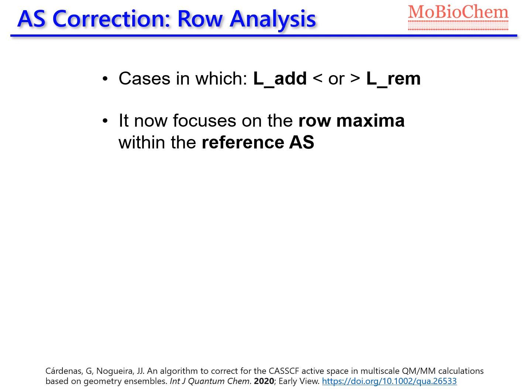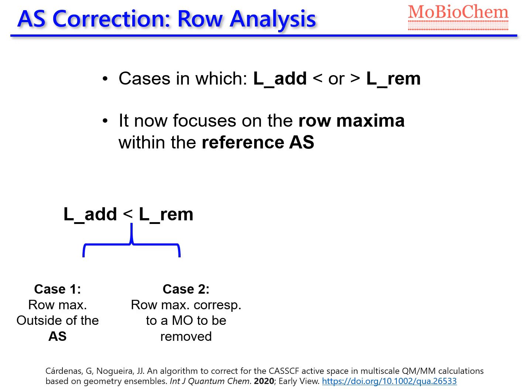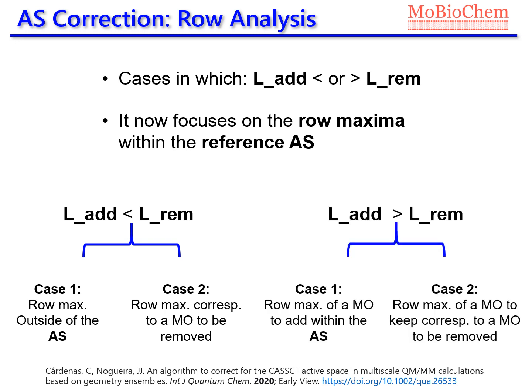Now, to tackle this problem, the second part of the algorithm, which we will now call row analysis, as its name suggests, will analyze the rows of the overlap matrix. Here we have to consider case by case what happens depending on the situation. But broadly speaking, we will have 4 different cases: 2 cases in which LAT has fewer elements than LRAM, and 2 other cases in the opposite situation. So let's start with this situation here.